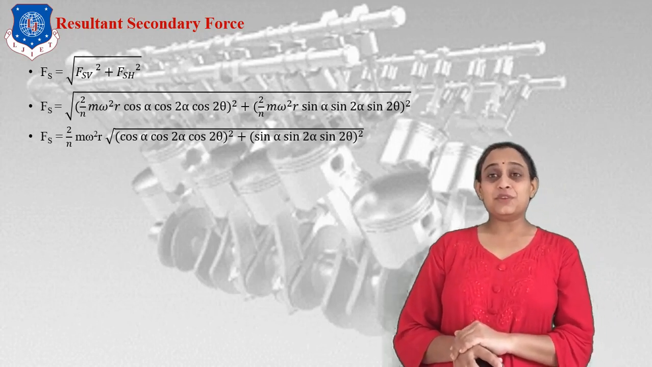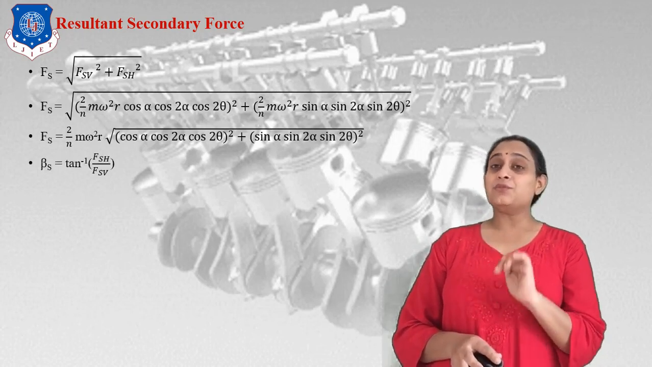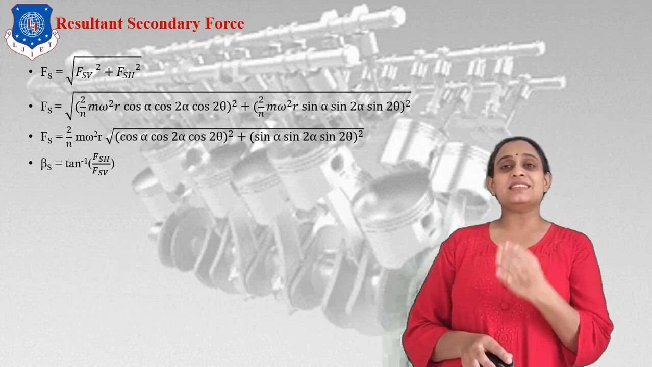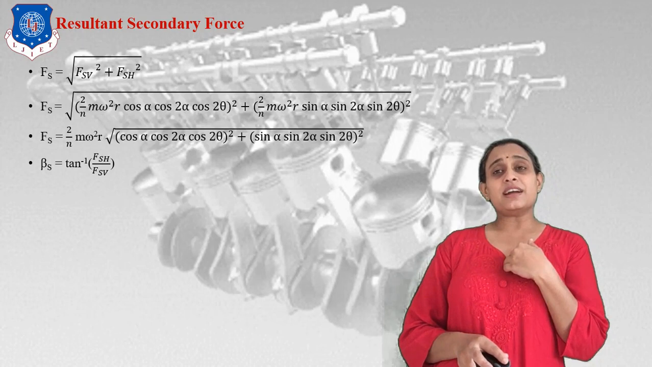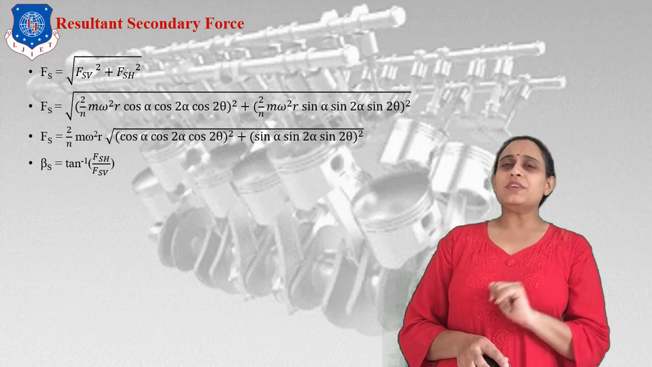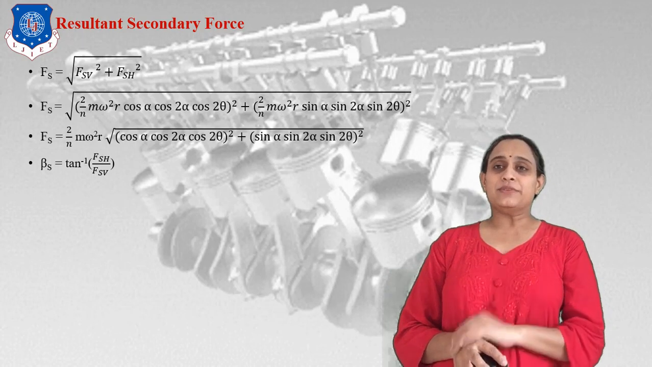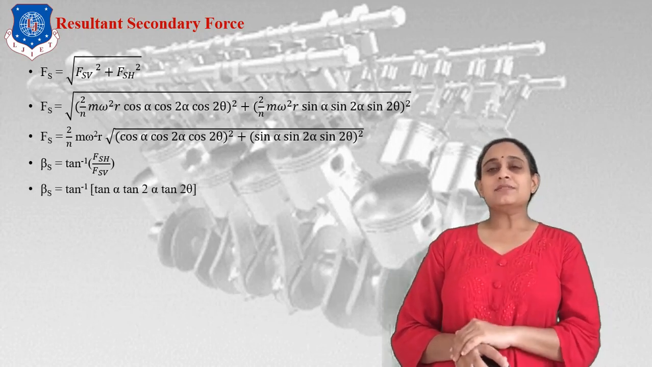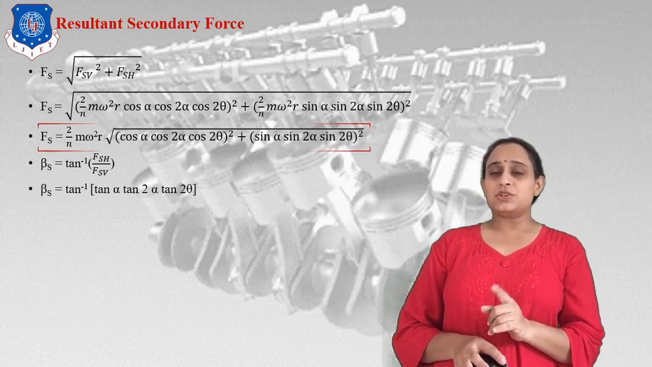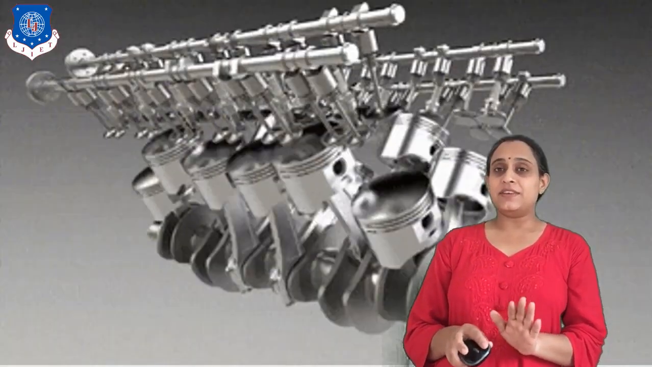Let us have the secondary force angle. It is tan inverse of force horizontal by force vertical. Why horizontal by vertical? Because in the horizontal we get the sine angle and in the vertical we get the cos angle, hence horizontal by vertical. Now by solving this equation, we get tan inverse of tan alpha tan 2 alpha tan 2 theta. So here we have our secondary force equation. Both these equations are very important for us. You have to study them very well.